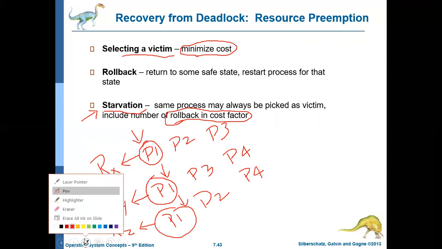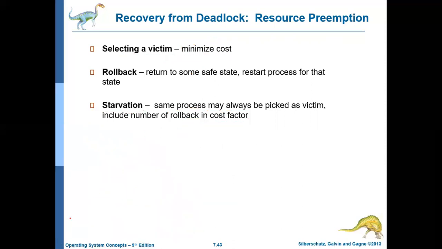Okay. So this is how deadlock can be recovered by preempting resources, right? So that's it about deadlock recovery. Basically there are two ways of deadlock recovery. One is by aborting or terminating the process. The other one is by preempting the resources. Okay. So that's it about the topic deadlocks.